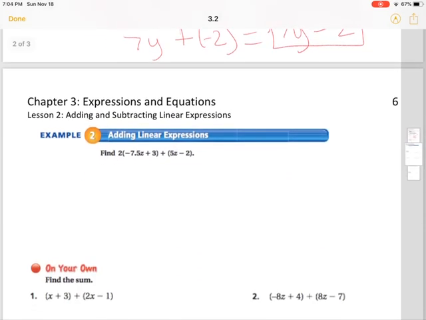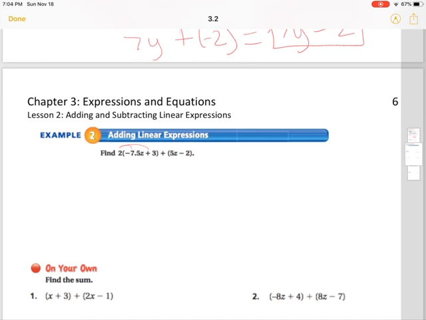All right, so our last example before you guys try some on your own. I hope you're getting the hang of it by now and you're feeling a little bit more confident. So it says find 2 times negative 7.5z plus 3, plus 5z minus 2. So the first thing I want to do is distribute this 2 into what's inside the parentheses. So you guys can use the distributive property.